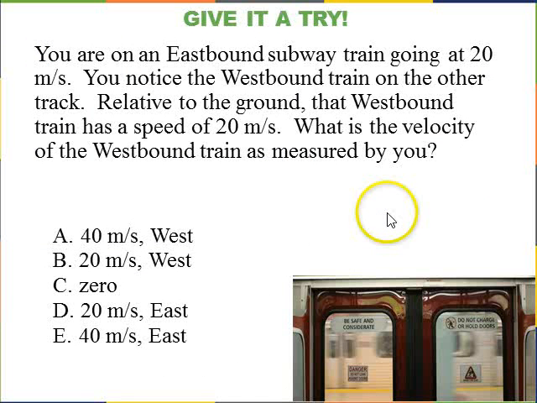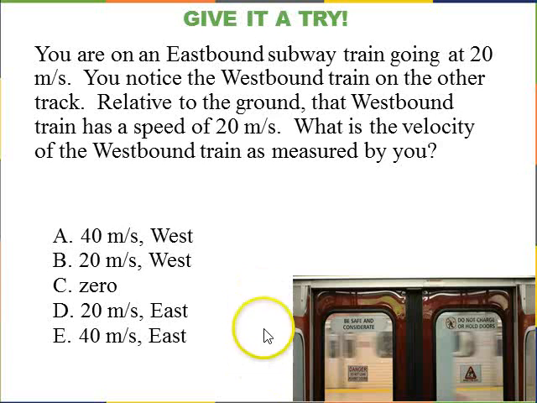So let's give it another try. You are on an eastbound subway train going at 20 meters per second, but you look out the window and you notice a westbound train on the other track. And you know that relative to the ground, the westbound train is also moving at 20 meters per second. So what is the velocity of the westbound train measured by you? So is it 40 meters per second west, 20 meters per second west, 0, 20 meters per second east, or 40 meters per second east?